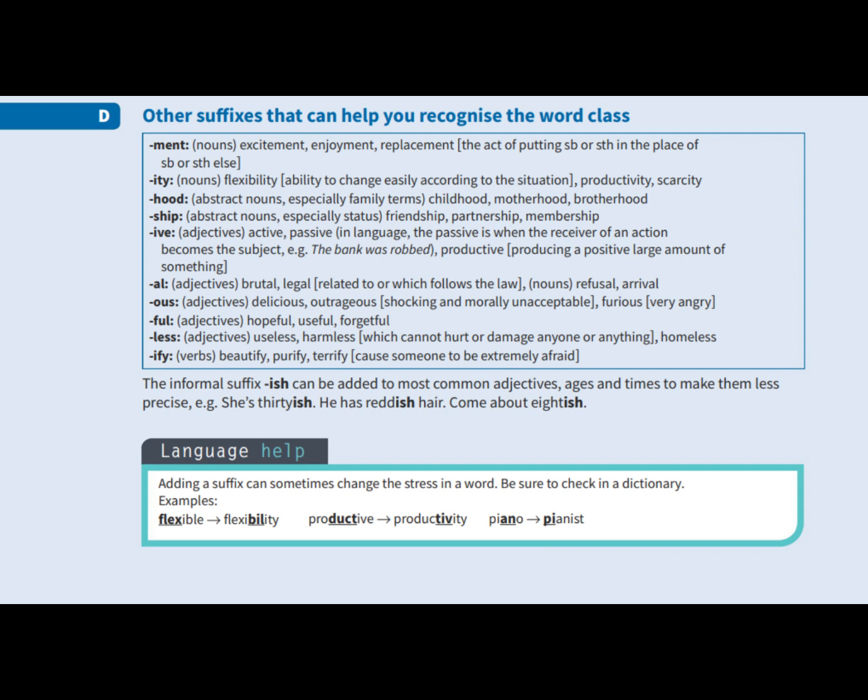Language help, changes in word stress. Adding a suffix can sometimes change which syllable of a word is stressed. It is therefore useful to check the pronunciation in a dictionary. For example, the stress changes when flexible becomes flexibility. It also changes when productive becomes productivity, and when piano becomes pianist.